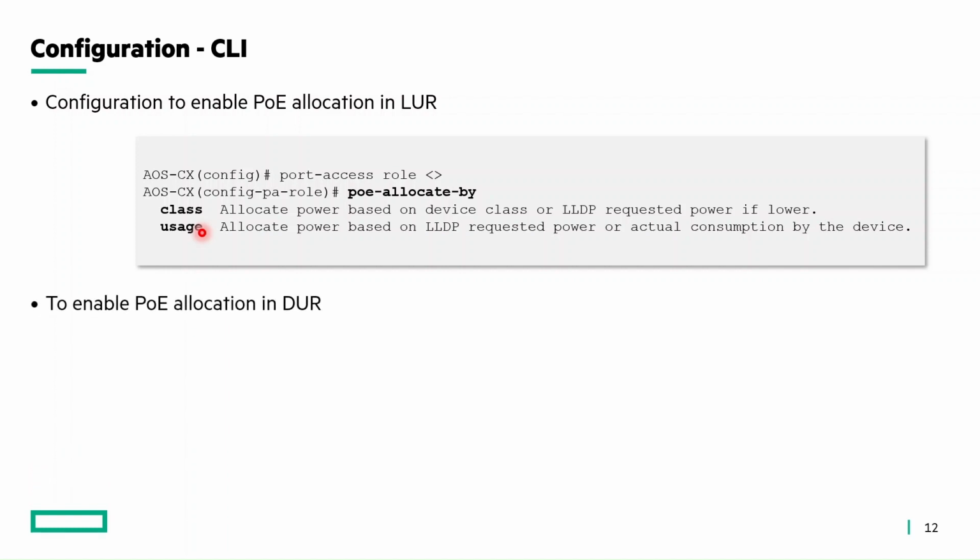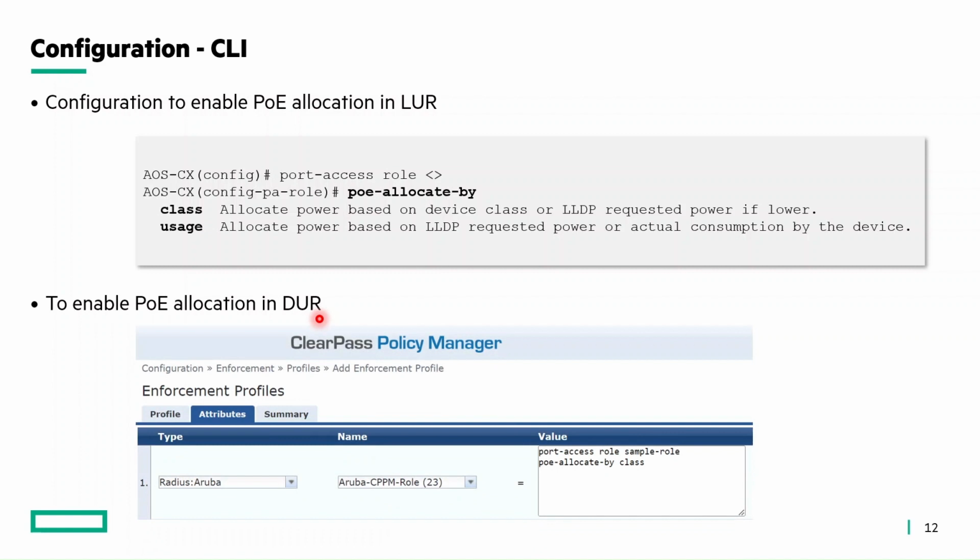Now let's see how to do the PoE allocation in DUR. Here is a snippet of the DUR configuration from ClearPass. Currently it is supported only in advanced mode. In the advanced mode, we can select the Aruba CPPM role and provide the role definition. Here is a sample role definition with port-access role and role name, given the value as poe-allocate-by class. It can also be poe-allocate-by usage.